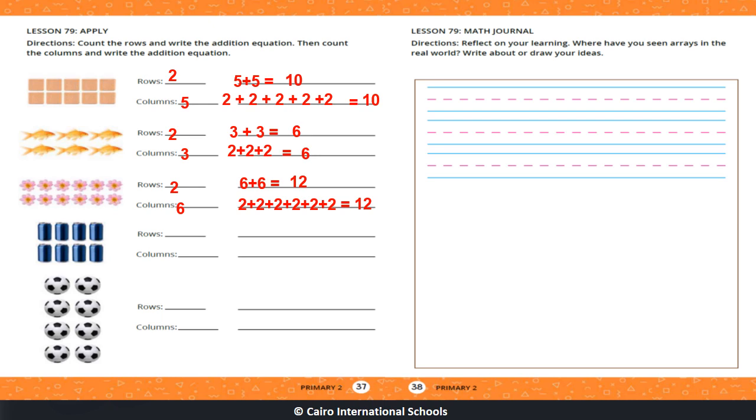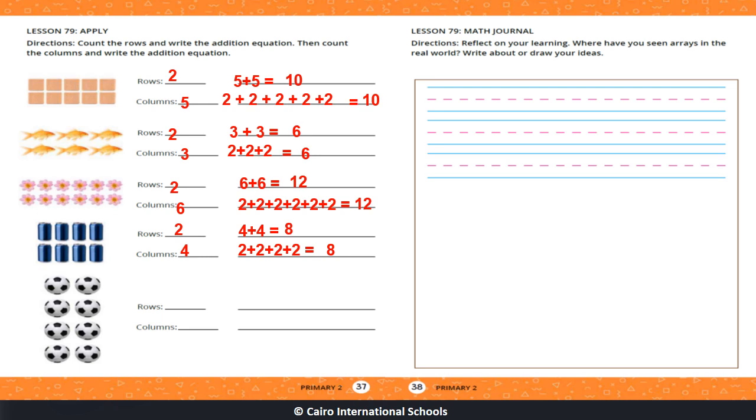The next one, now count the number of rows. 1, 2. It has 2 rows. And how many columns? 1, 2, 3, 4. It has 4 columns. So the addition equation for rows will be 4 plus 4 equals 8. And the addition equation for columns, we will add 2 to itself 4 times because we have 4 columns. So we will write 2 plus 2 plus 2 plus 2, 4 times, equals what? Equals 8.